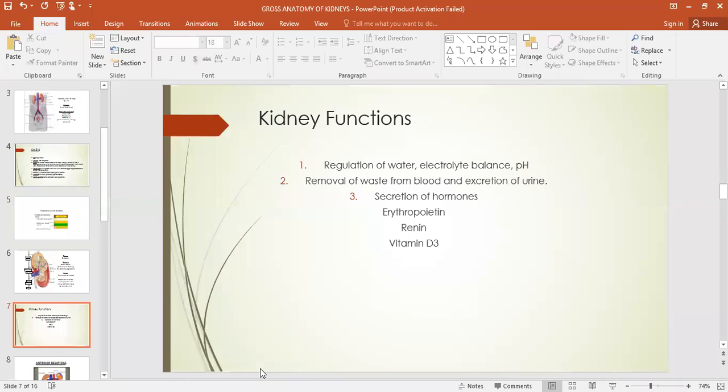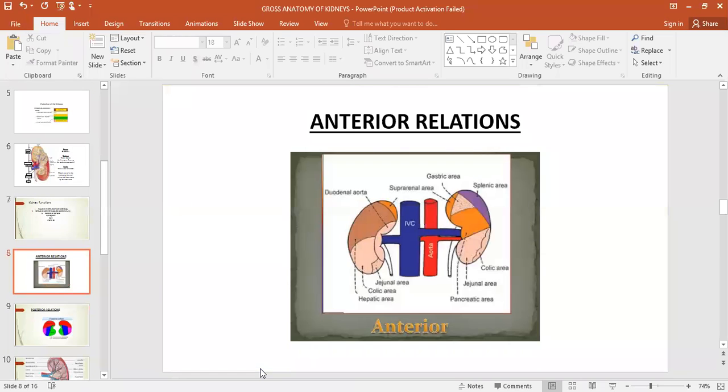What are the functions of the kidneys? Functions of kidneys are regulation of water, electrolyte balance, pH, removal of waste products from the blood, excretion, and the secretion of the hormones. And these are the relations of the kidney.